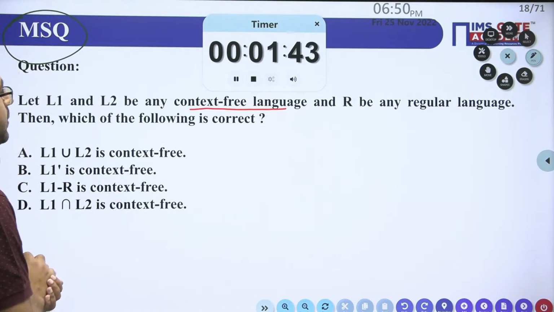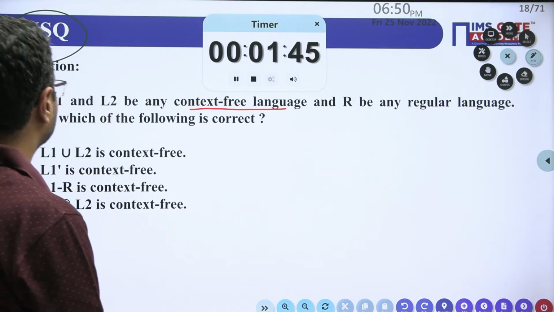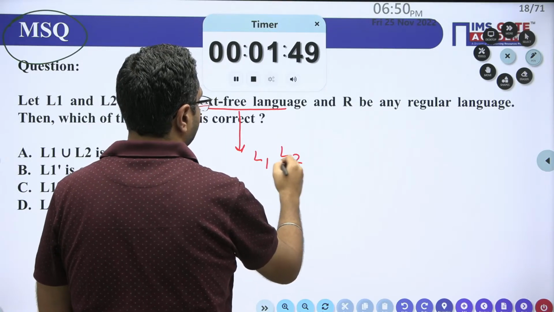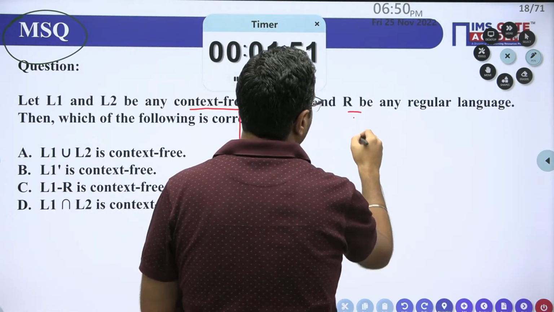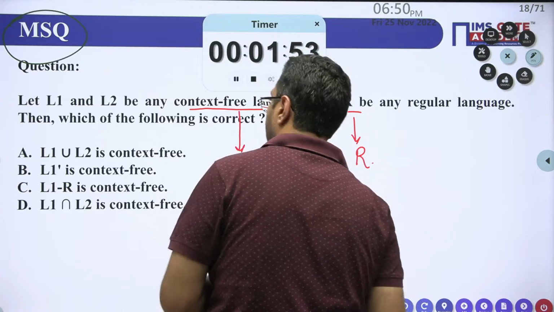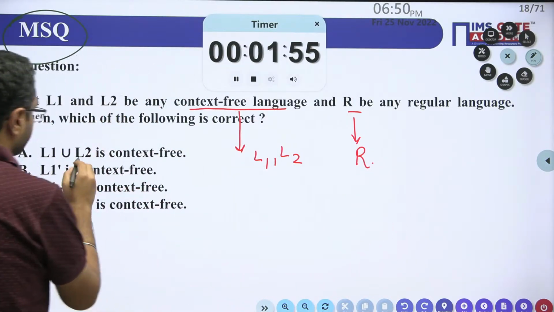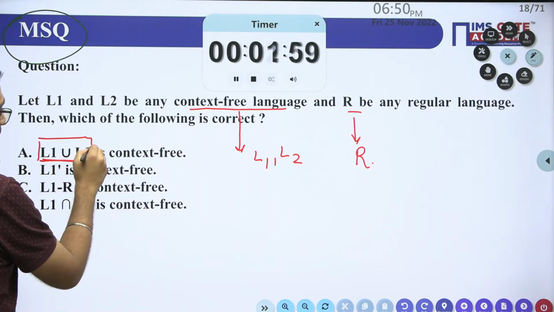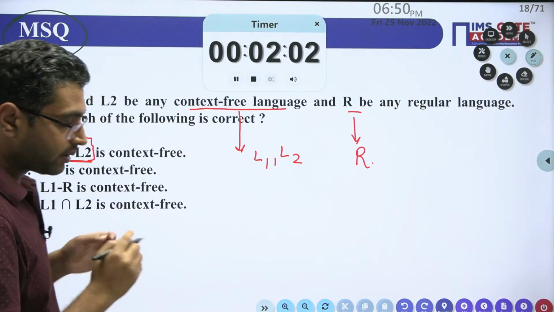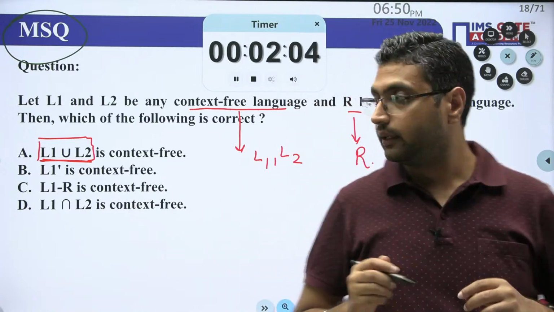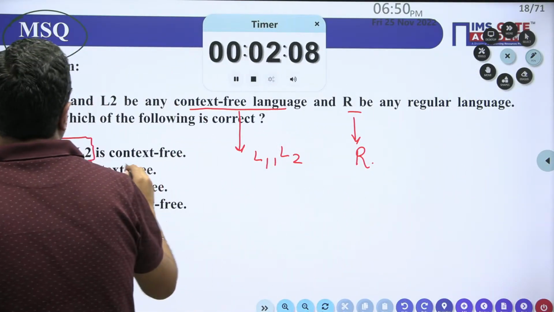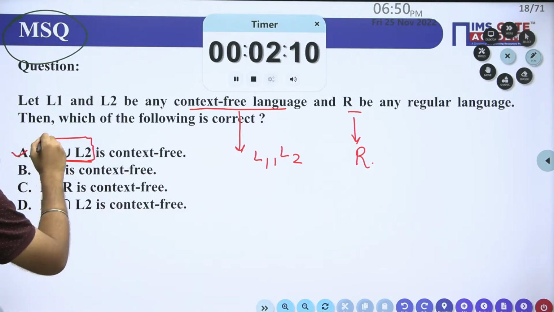Let L1 and L2 be any context-free language. So we have a context-free language. L1 and L2 are both context-free. And then we also have R, which is a regular language. So now let's see what are the options. The first option says L1 union L2 is context-free. Again, the context-free languages are closed under union. So therefore A is the answer. A is the correct option.